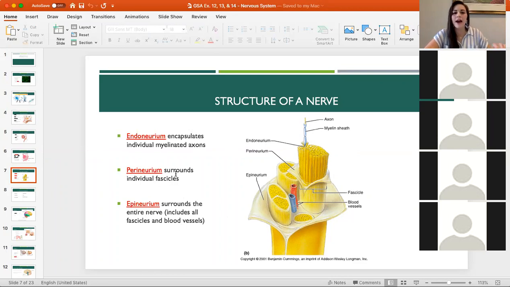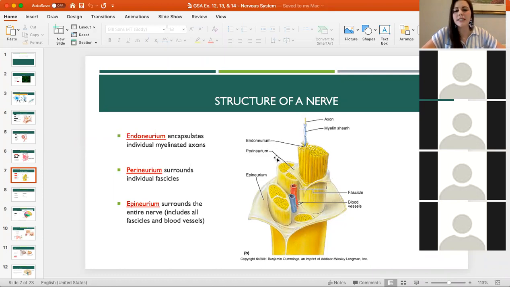So then we have our perineurium. In the perineurium, we're going to have all these different axons covered in their myelin sheath, covered in their endoneurium. We're going to have a bunch of those together. That's going to make a fascicle, which is going to be covered by our perineurium. You can see that right here. We see our fascicle, we see our perineurium.